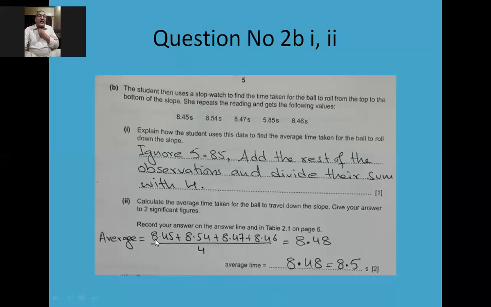So I will add 8.45 plus 8.54 plus 8.47 plus 8.46, divided by 4, and my answer will be 8.48. Now 8.48 has 3 significant figures: 8, 4, and 8. But they asked us to write the answer in 2 significant figures. So I will round it off and it will become 8.5. So now 8.5 seconds is the average time and it has 2 significant figures.